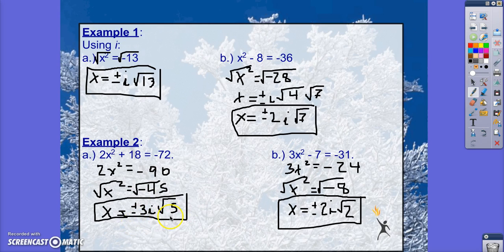How did I get 3 root of 5? 9 times 5 is 45, right? So keep in mind the rules we did in the last lesson. Here we add 7 to both sides. 3x squared equals negative 24. Divide both sides by 3. x squared equals negative 8. Take the square root. x equals plus minus 2i root of 2. So the only new part is we're adding i for the negative root.